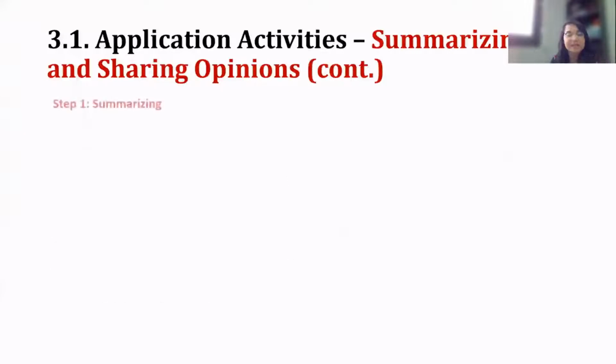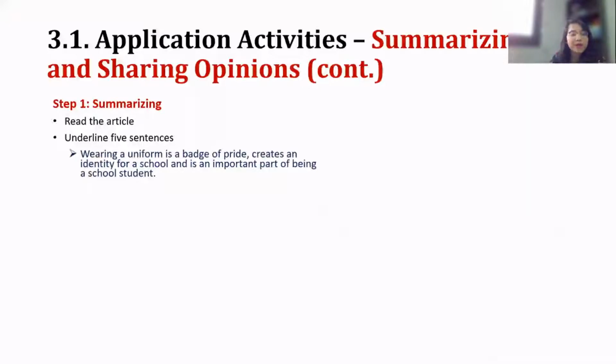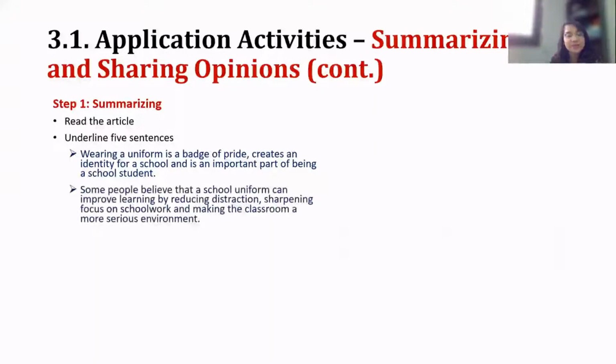So after reading this, you need to summarize it by first underlining 5 sentences. And the 5 sentences that I underlined are: number 1, wearing a uniform is a badge of pride, creates an identity for a school, and is an important part of being a school student. Sentence number 2, some people believe that a school uniform can improve learning by reducing distraction, sharpening focus on schoolwork, and making the classroom a more serious environment.